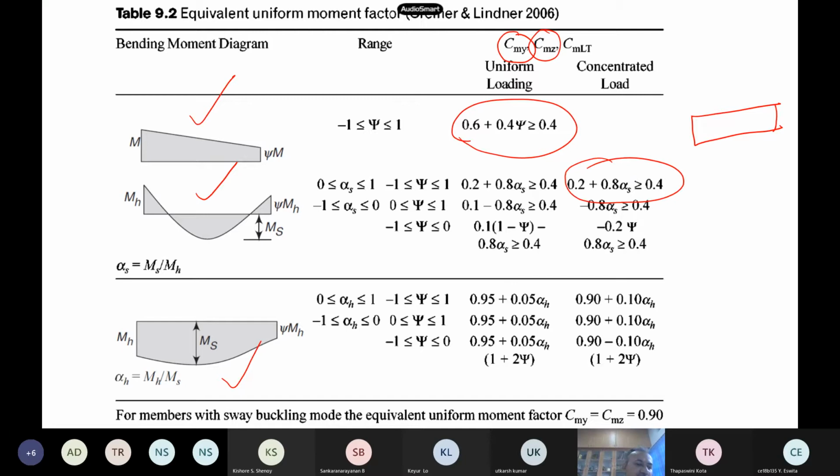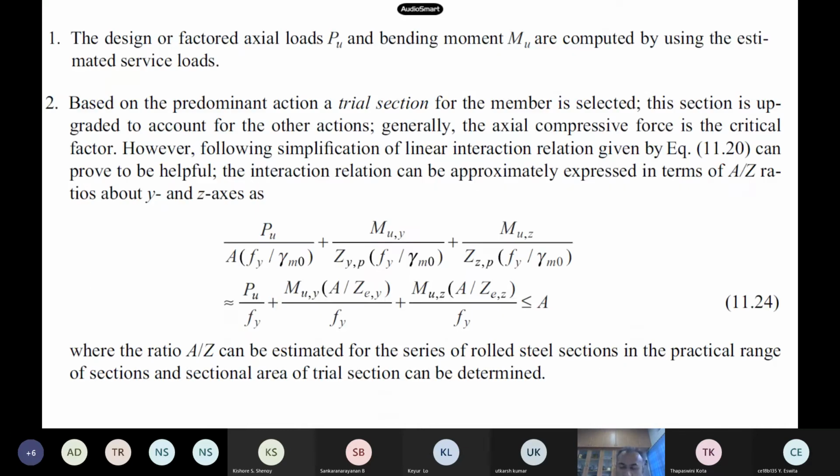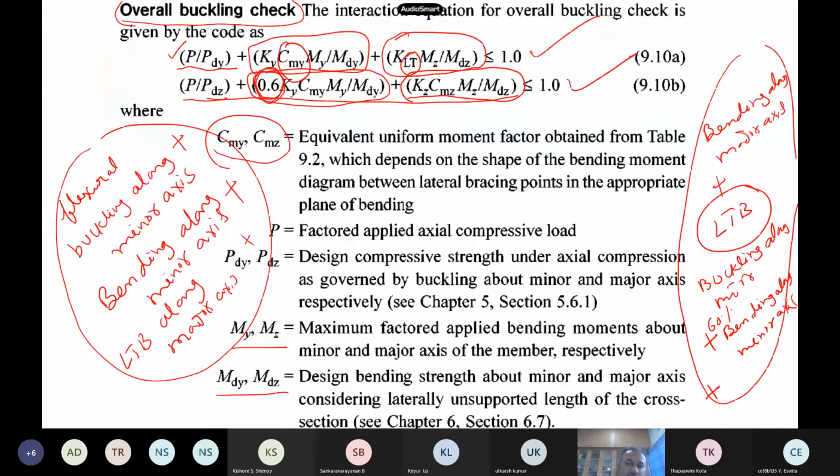So all these bending moment shapes are converted into equivalent shapes. This is the equivalent thing itself. These are equivalent moment factors, which have also been borrowed from the Eurocode. Once all these things are substituted here, you check if it is less than 1. That means your beam column is perfectly fine.